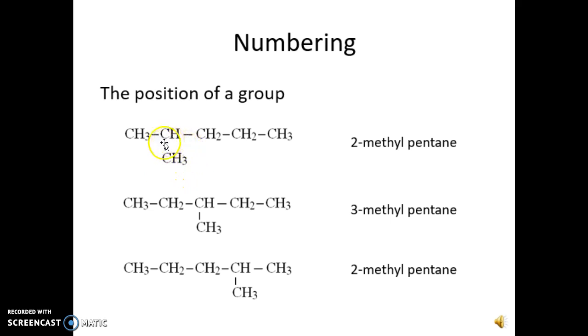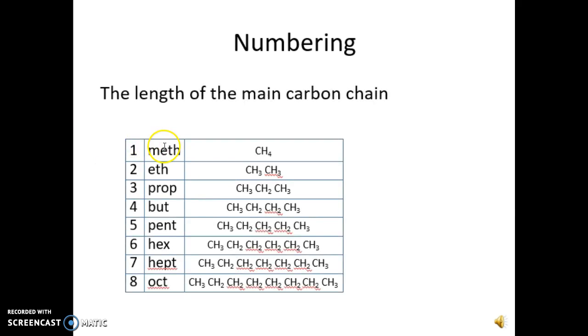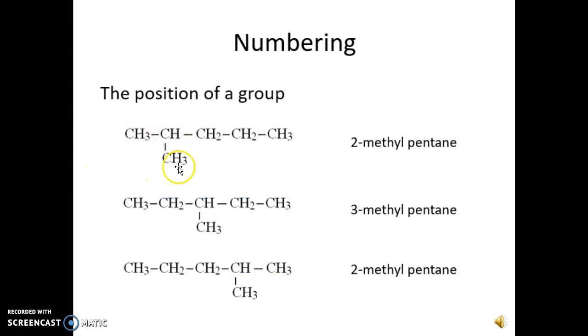As we can see here, we have a methyl functional group, and we know it's methyl because it has 1 carbon, and if we look at the back here, 1 carbon is meth. For the functional group, we call that a methyl group. If we count from this side, we've got 1, 2, so this methyl group is at carbon 2, so we call that 2-methylpentane.